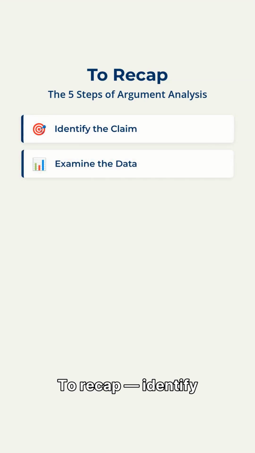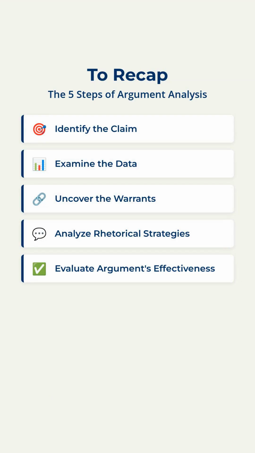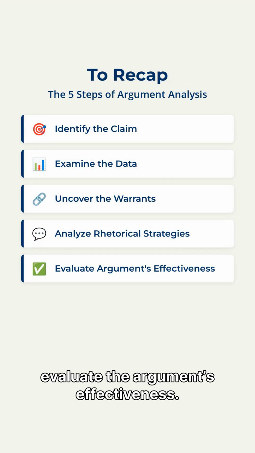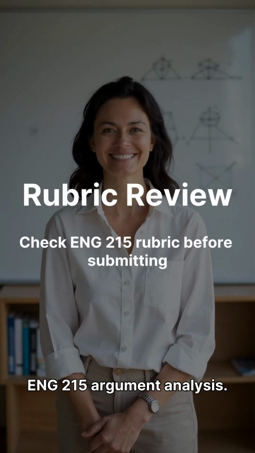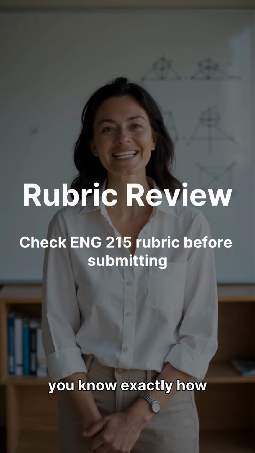To recap, identify the claim, examine the data, uncover the warrants, analyze rhetorical strategies, and evaluate the argument's effectiveness. That's the heart of English 215 argument analysis. And remember, always review your assignment rubric so you know exactly how your work will be evaluated.